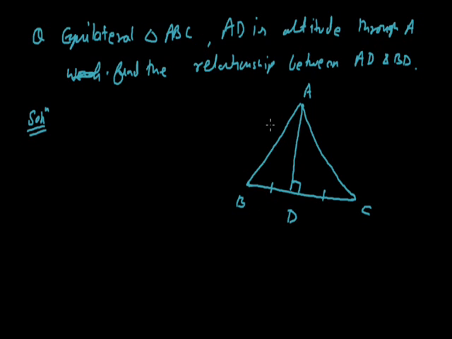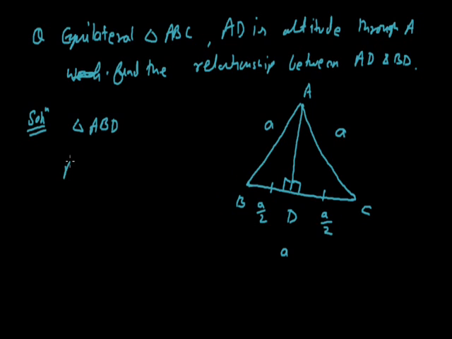So let's assume that the length of AB is A. So AC should be A, and the length of BC is A. Now BD is half of BC. So the length of BD is A by 2, and the length of DC is also A by 2. Now we consider triangle ABD.